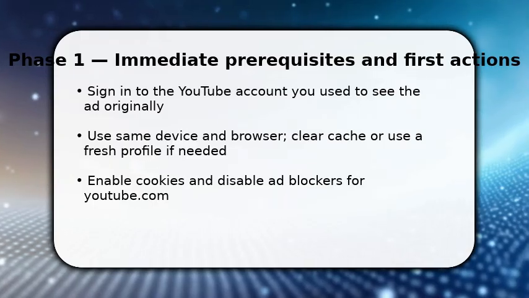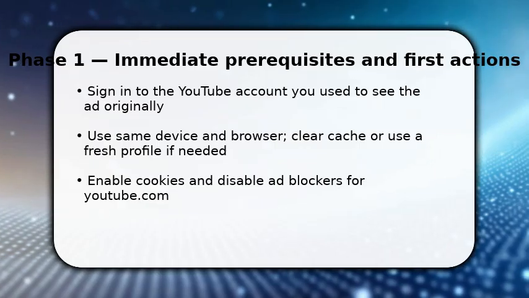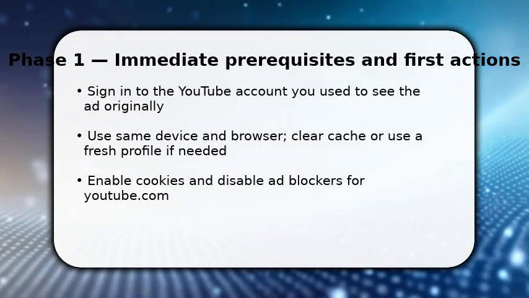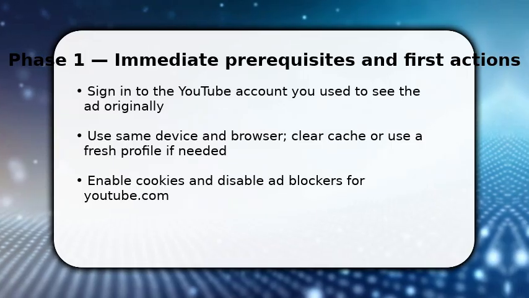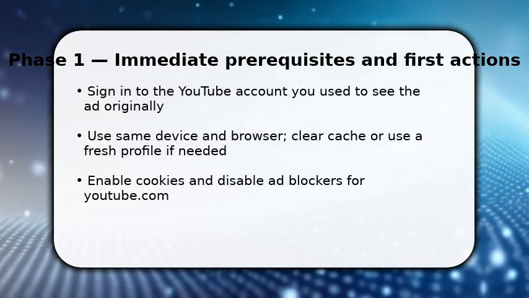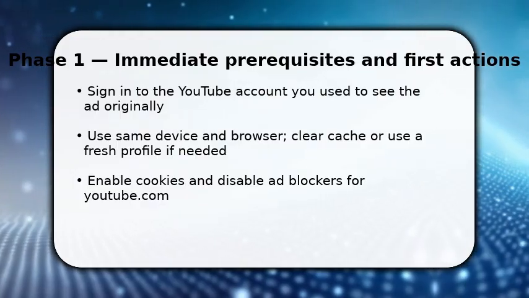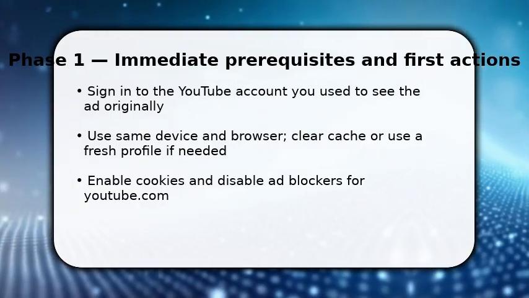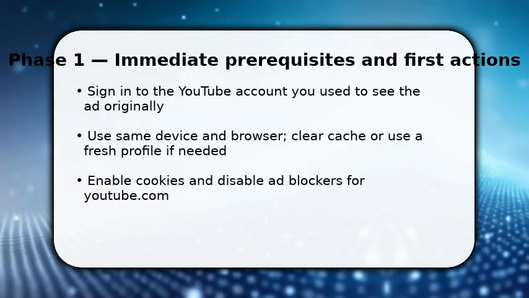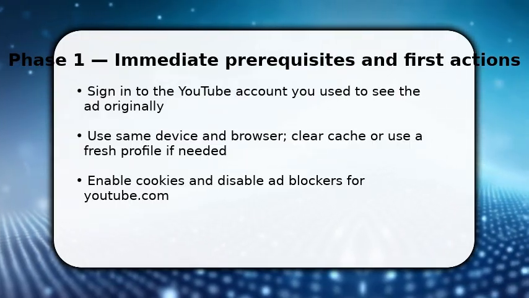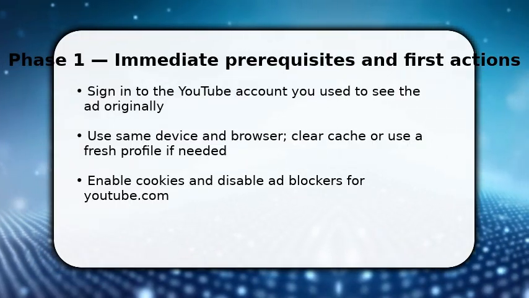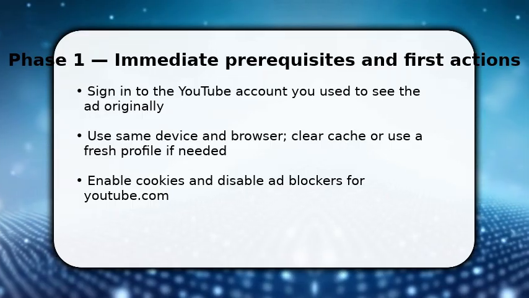You start by using the exact YouTube account and browser where the ad first appeared. Log in, then make sure cookies are enabled and any ad blocker is off. Once done, clear just the site cache or open a fresh profile to avoid stale settings. You do this because YouTube ties ad delivery to cookies, account activity, and browser signals. Resetting those improves the chance the same ad will be served again.